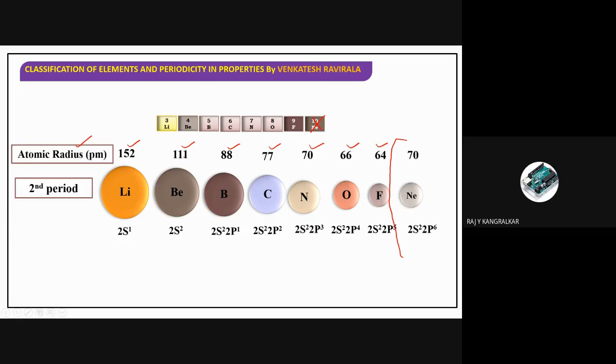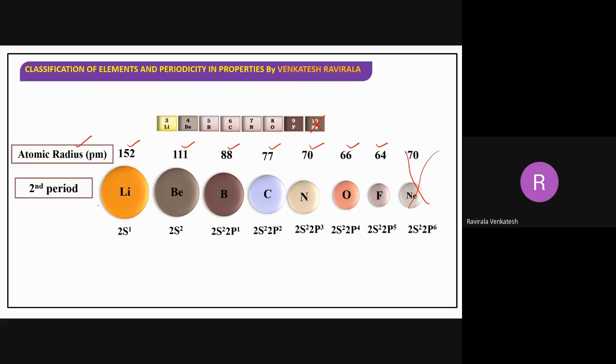Yes, sir. So if I say without data, you may not believe. See, I have given the data here. What is the radius of fluorine? 64. What is the radius of lithium? 152. It is decreasing. Leave the neon. I will explain later why it is increasing suddenly. That we may see later actually.